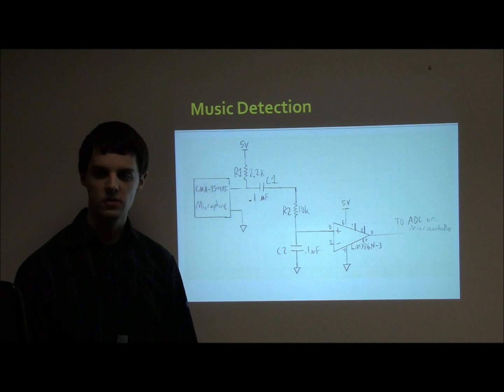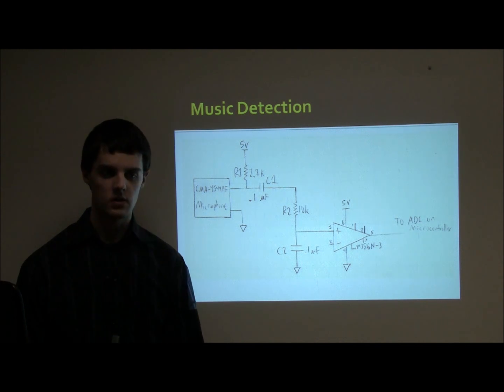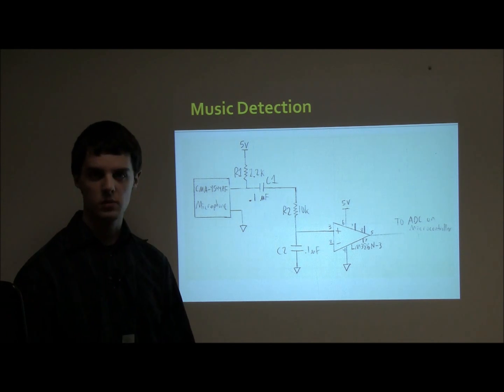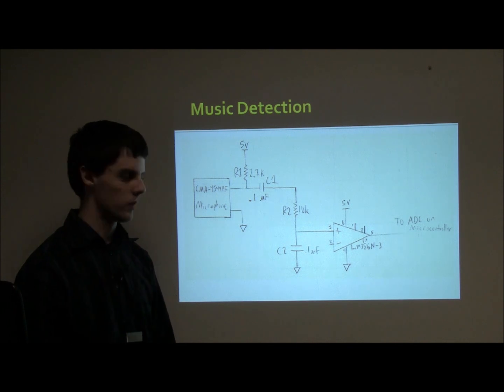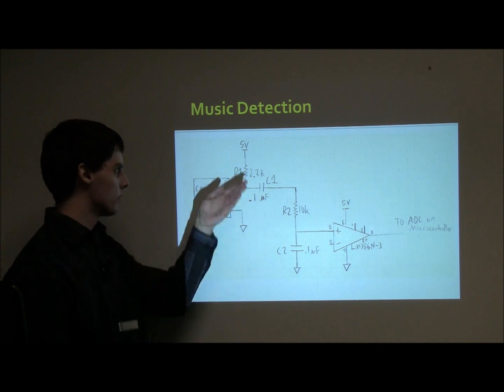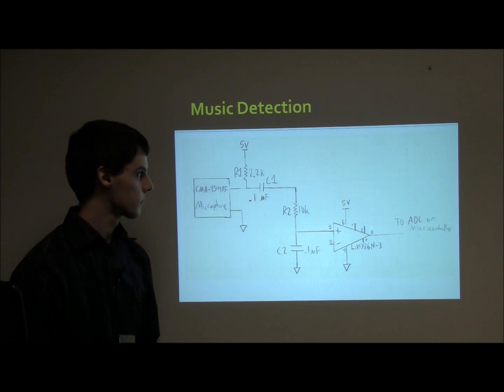Number 3, it detects frequencies from 20 to 20 kHz, which is the full range of human hearing. And finally, number 4, it has a sensitivity of negative 44 decibels, which is on the higher end for Electret microphones. So this means it will be able to pick up music even if it's played quietly. The microphone will be powered by 5 volts from the microcontroller.